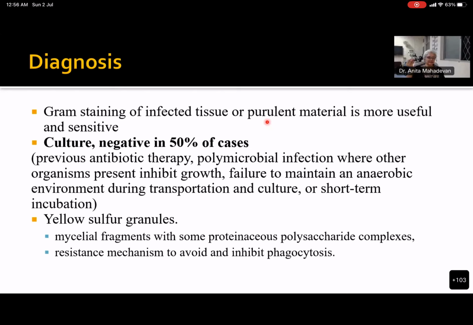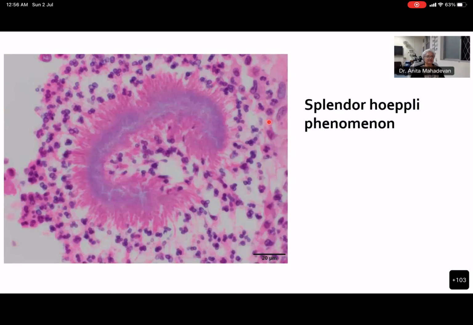But remember, those sinus tracts we may not see in the CNS unless the overlying bone is involved. So we are not lucky enough to be able to pick sulfur granules. And the characteristic feature is the Splendore-Hoeppli phenomenon, which is very beautifully seen. So these are actually immune complexes being deposited along it, and that is being produced by your polymorphs which surround that entire column. So that's a picture of the Splendore-Hoeppli phenomenon.